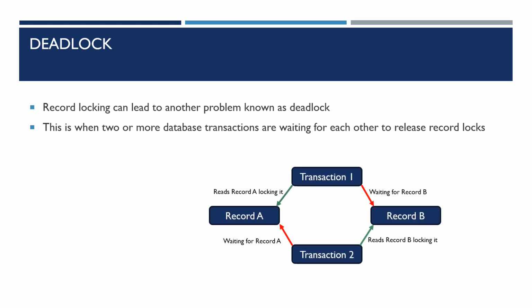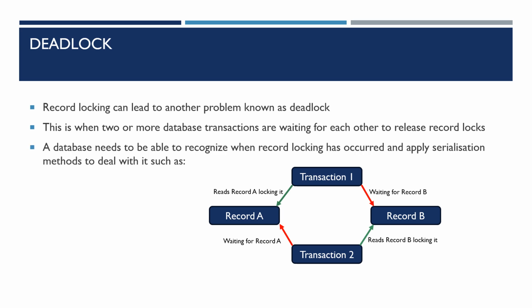If we look at this example, transaction 1 has read record A, causing it to become locked. It needs to use record B to complete the transaction, but record B is currently locked. This is because transaction 2 has read record B, causing it to become locked, and it is waiting for record A to become unlocked so it can complete its transaction. This is deadlock. A database needs to be able to recognize when record locking has occurred and apply serialization methods to deal with it, such as timestamp ordering and commitment ordering.